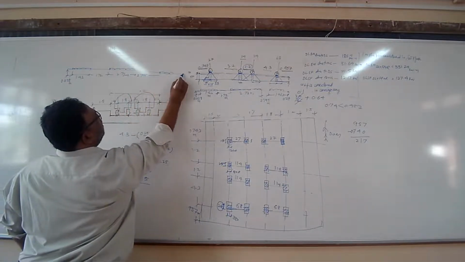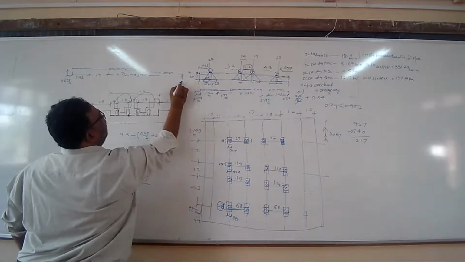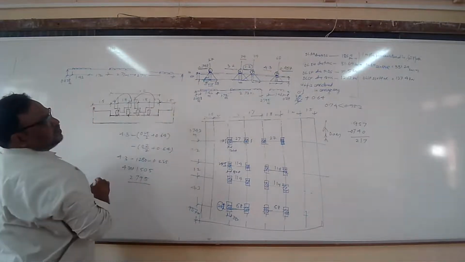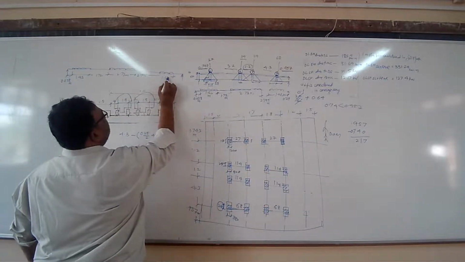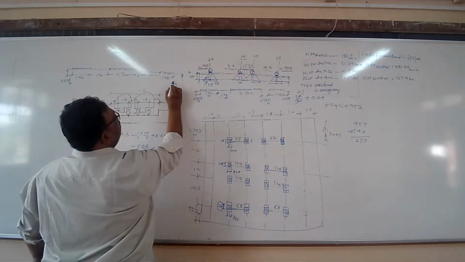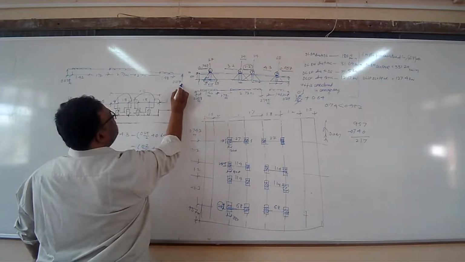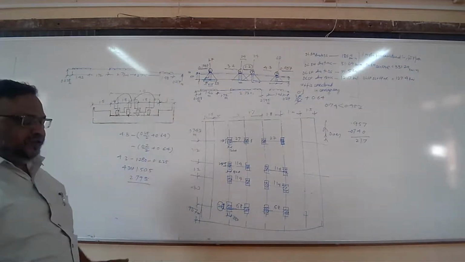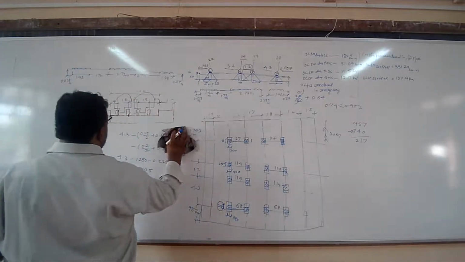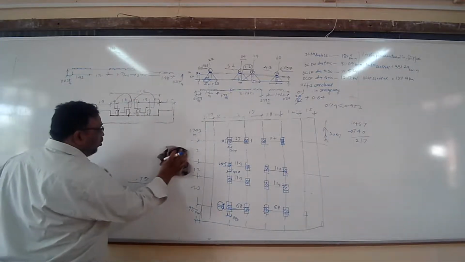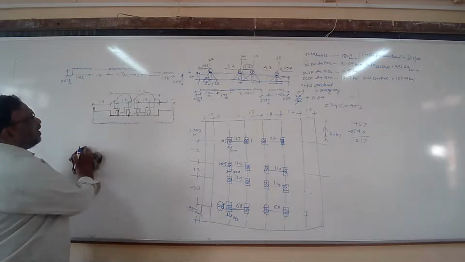Then there is load here, and this is the end of the bridge. This span only the load is 1.48, and then there is no load for 0.217 meters. Finish. So now we have got the idea about where the load acts.